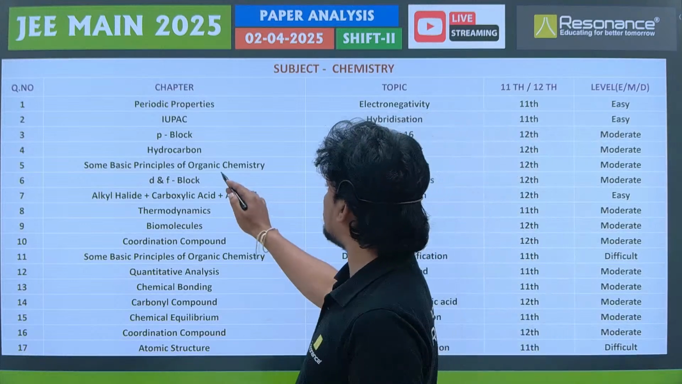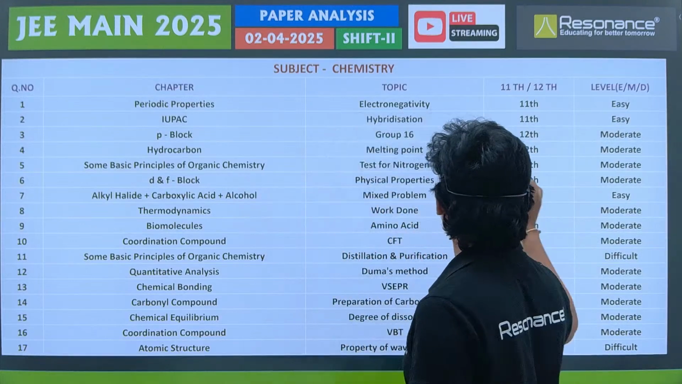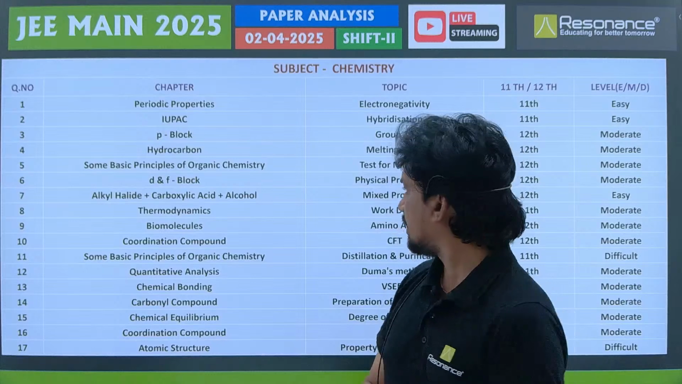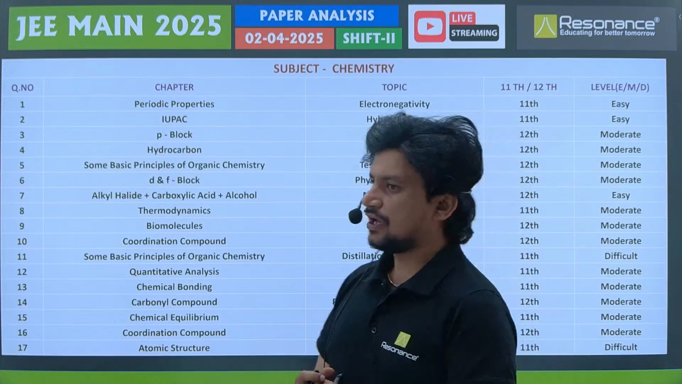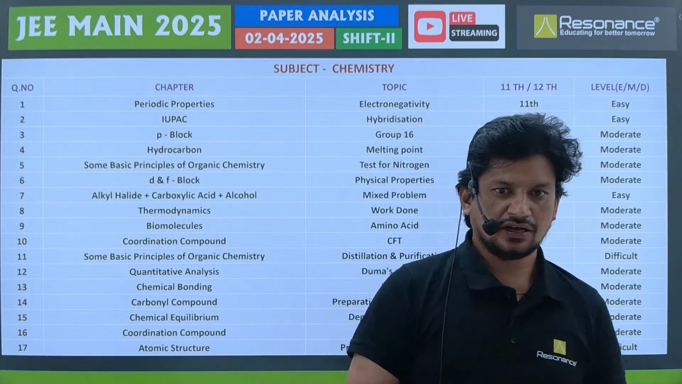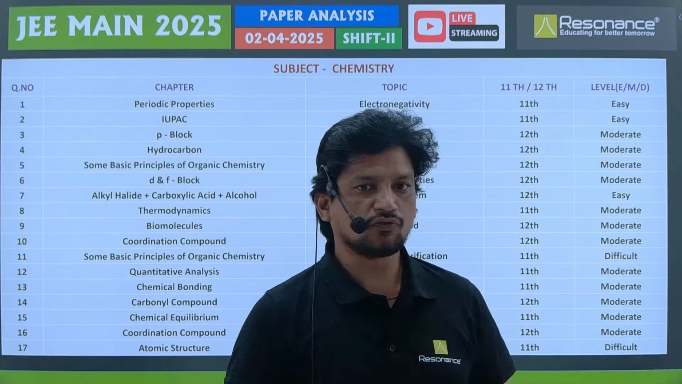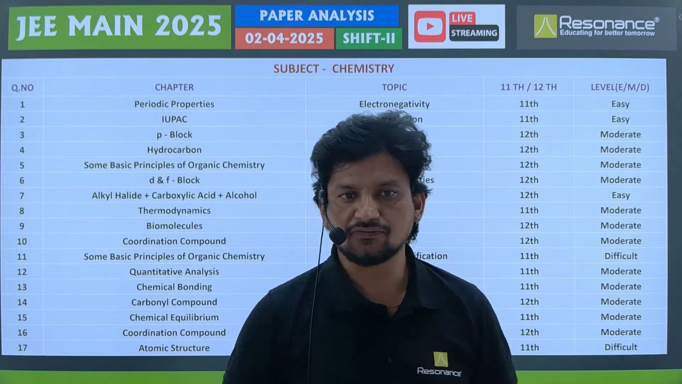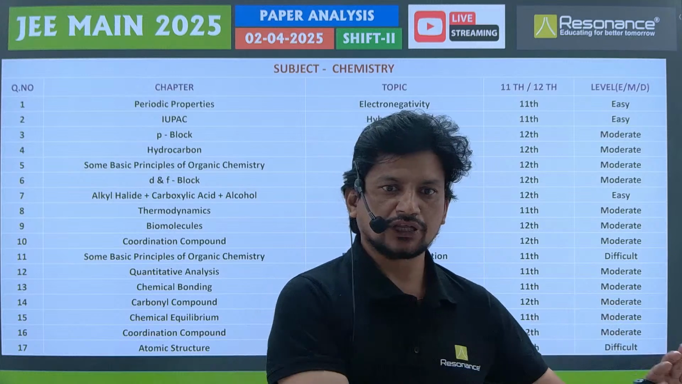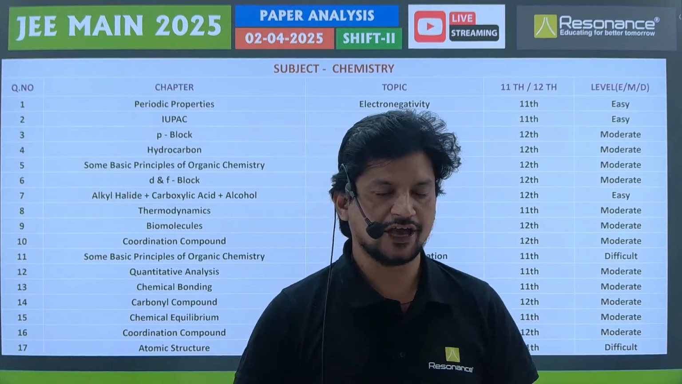Some basic principles of organic chemistry, test of nitrogen. Yes, test for nitrogen, test for sulfur. They gave it from the qualitative and quantitative analysis of organic compounds. Sodium nitroprusside they gave this time.